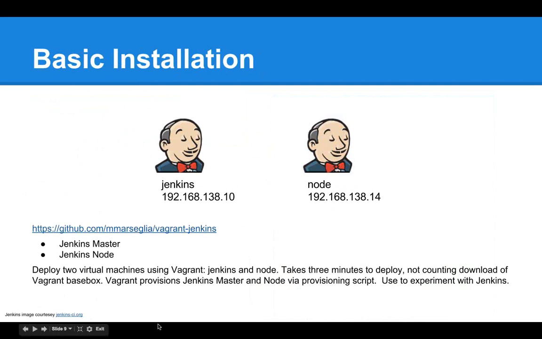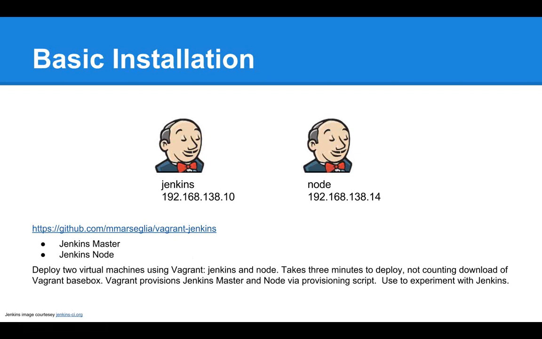So first, the basic install. This is a repo that I have here. It's a Vagrant Jenkins repo on GitHub. You can go ahead and grab that if you want and take a look. We'll be looking at some of the code. Very simple. It takes about 3 minutes to deploy this. We're going to kick off the deployment now and then come back to it.